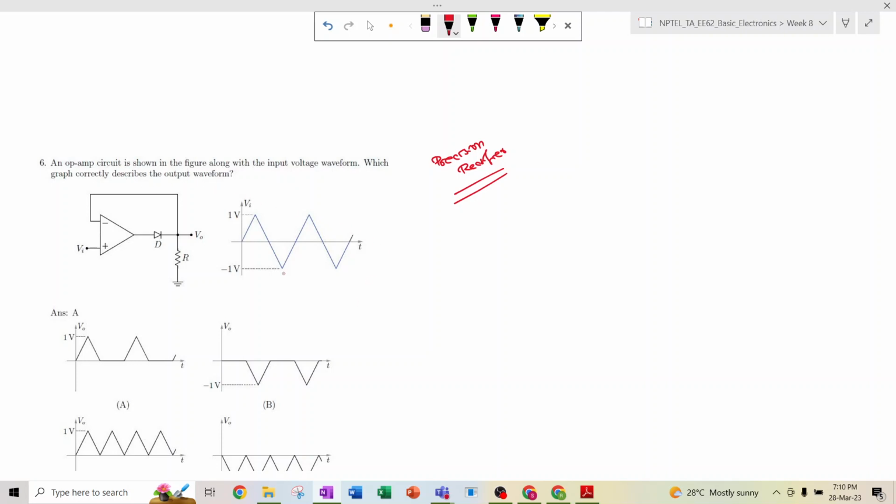So I am drawing the circuit. This is minus, this is plus. This is Vi, and here it is connected to the output Vo. It will be R, and here it will have some diode D.